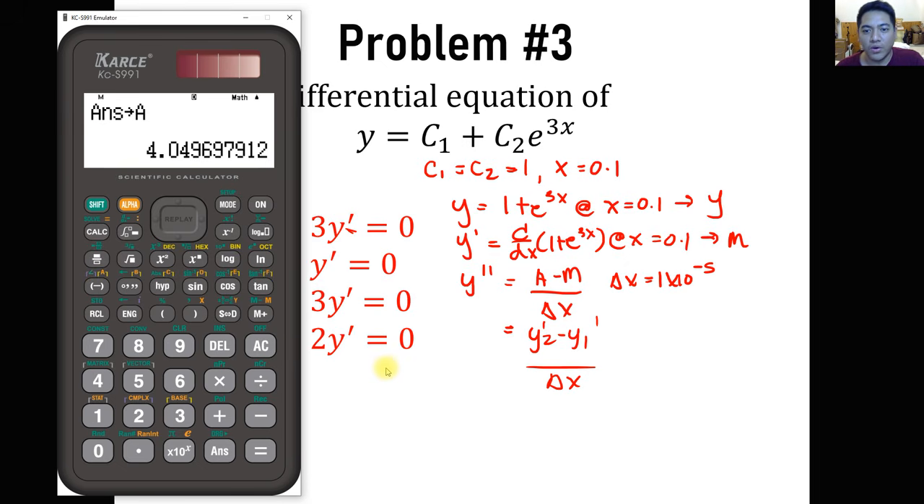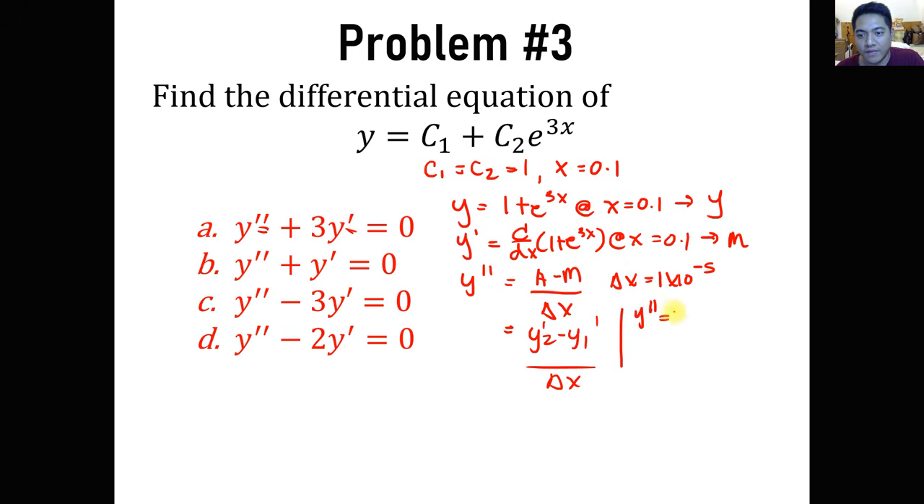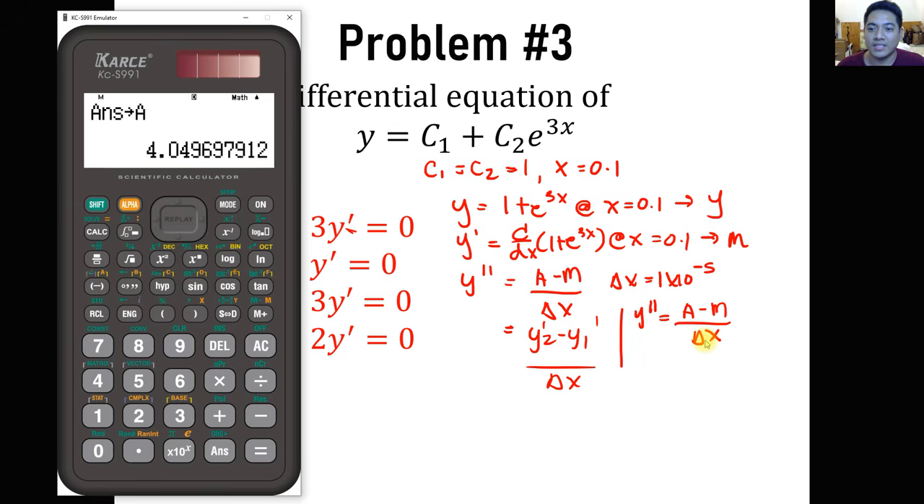So in order to get the derivative, we have now the formula. Second derivative, we have a minus m all over the delta x, of which the delta x is still 1 times 10 raised to negative 5. So we have calling a minus m all over the delta x, 1 times 10 raised to negative 5. So this would be your second derivative. And your second derivative, you're going to shift store it to d.